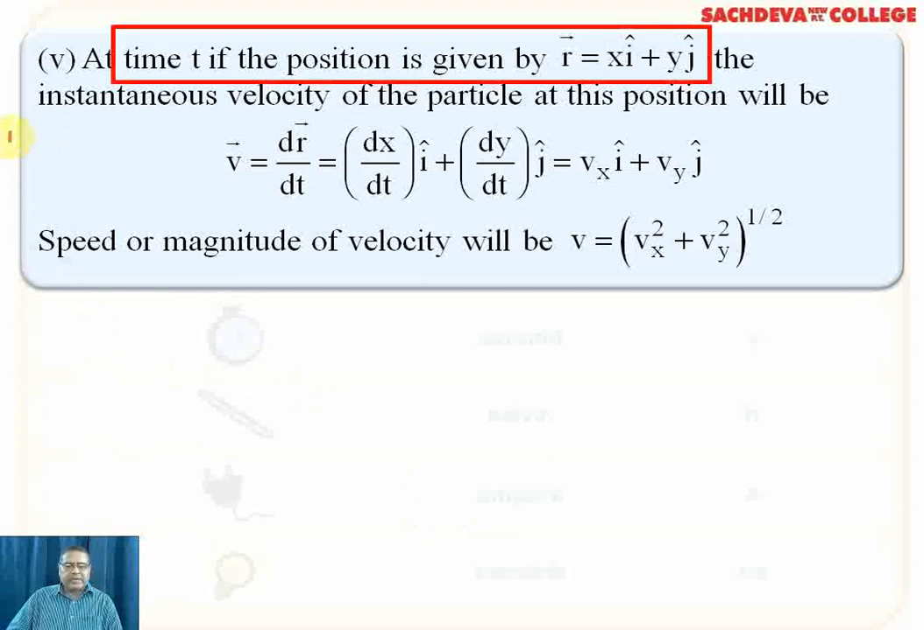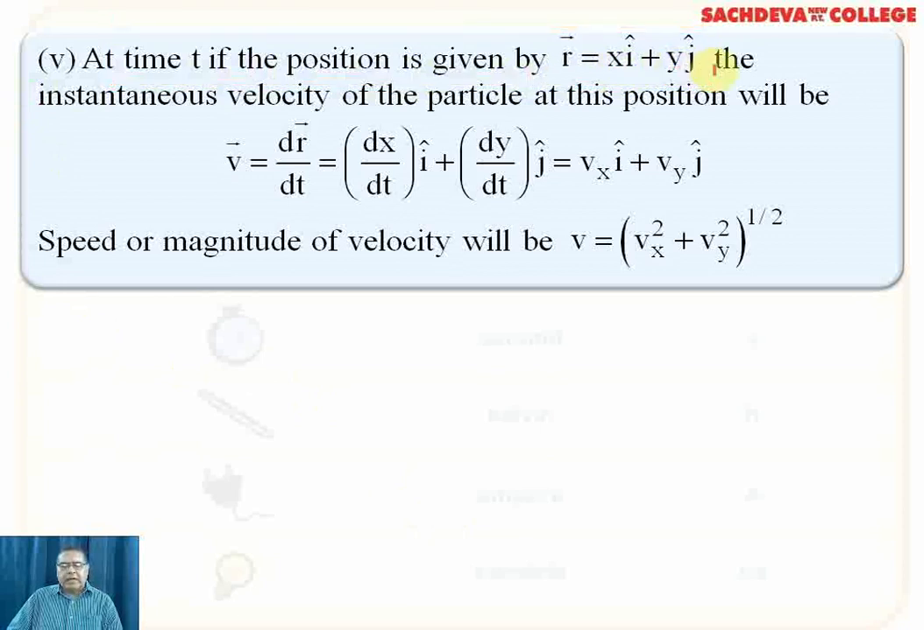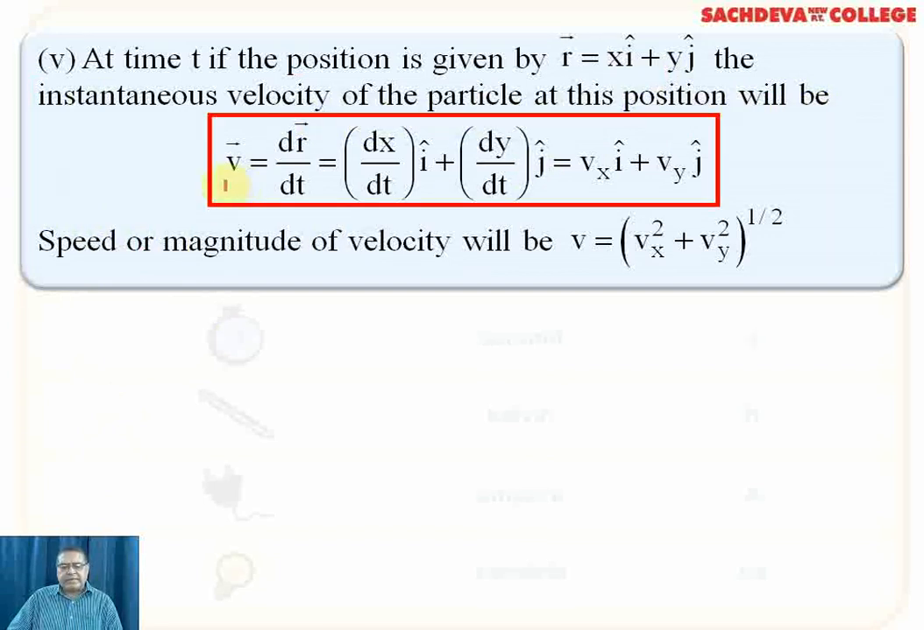Now the next point is that at time t, the position is given by r = xi + yj. Again, i and j are the unit vectors along the x-axis and y-axis, and x and y are the components of the vector. The instantaneous velocity of the particle at this position is given as the vector v = dr/dt, where we have taken the derivative of the position with respect to time. So we compute dx/dt times the unit vector i, plus dy/dt times j, and this can be written as vx i + vy j.